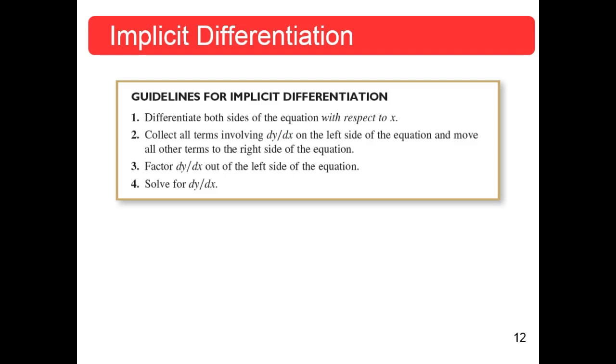Collect all the terms involving dy/dx on one side. It doesn't have to be the left-hand side. And move all the other terms to the other side of the equation. Then factor out the dy/dx out of whichever side it is, and solve for that, usually by dividing. Any questions? It's exactly what we just did, but now they've written it out for us, and told us which side to put it on. Ready for example 2?